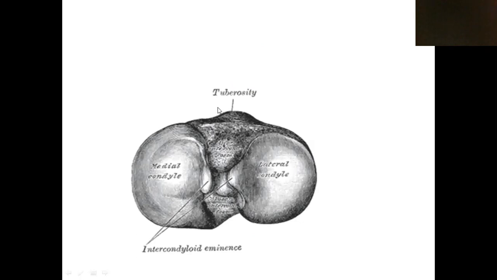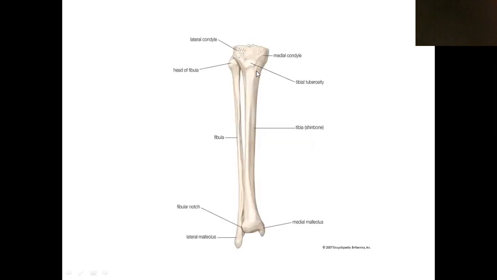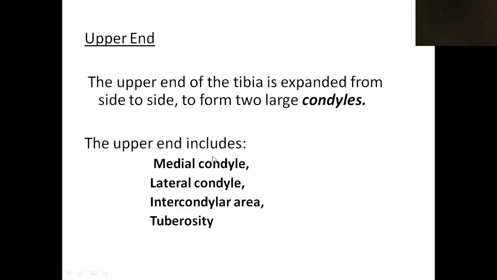If you check the anterior aspect, we can see a roughened elevation. That roughened elevation is known as the tibial tuberosity. Here in this diagram, this is the roughened area. So these are the parts of the upper end. The upper end has a medial condyle and a lateral condyle. Condyles are projections from the bones. Then there is the intercondylar area, then the tibial tuberosity.